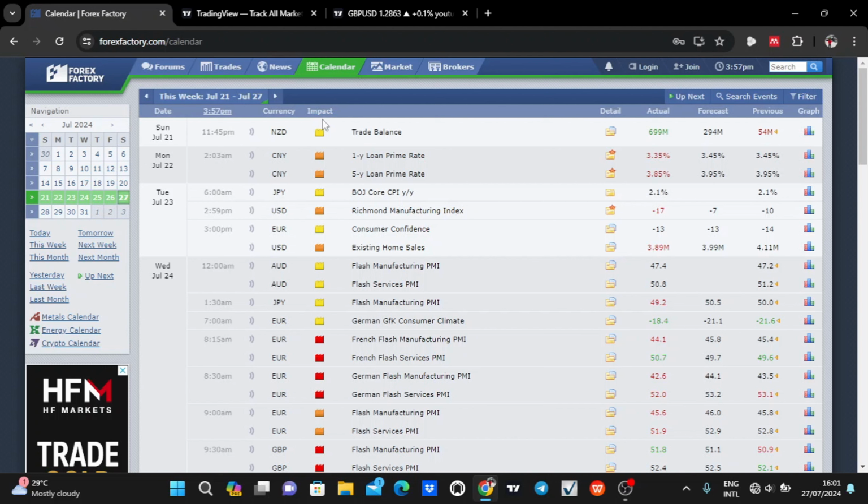This impact, it means when you see a red color, it means that news is going to have a huge impact on that country's currency. Okay. When you see this orange, it means medium impact. Then the yellow means low impact.